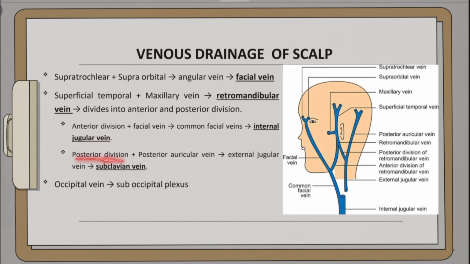Whereas the posterior division of the retromandibular vein joins with the posterior auricular vein, and finally it drains to the external jugular vein and then to the subclavian vein. Whereas the last vein, the occipital vein, drains into the suboccipital plexus.